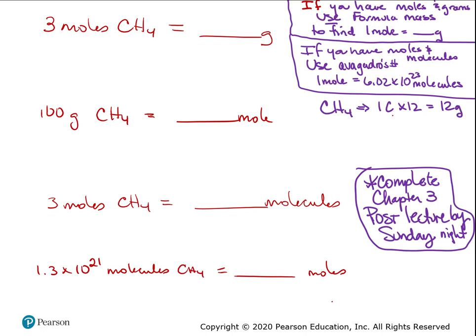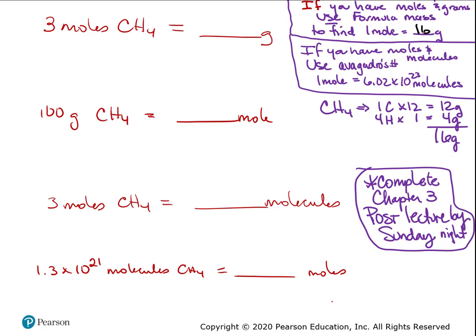And then hydrogen, each one weighs 1, so I got 4 of them, so that's 4 grams. When I add that up, that is the formula mass. There's 16 grams in 1 mole. If you see moles and grams, then you know you're going to have to figure out the formula mass. Now that I know that, I can solve the first two with no problem.